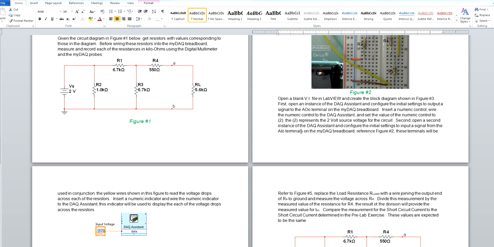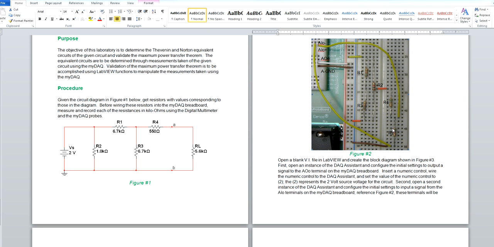Referencing figure 2, each one of these resistors will then be placed into the circuit. The 2-volt power supply voltage, the DC voltage, will be applied to each one of these load resistors, and a measurement will be taken for the voltage drop for each one of these resistors and recorded.